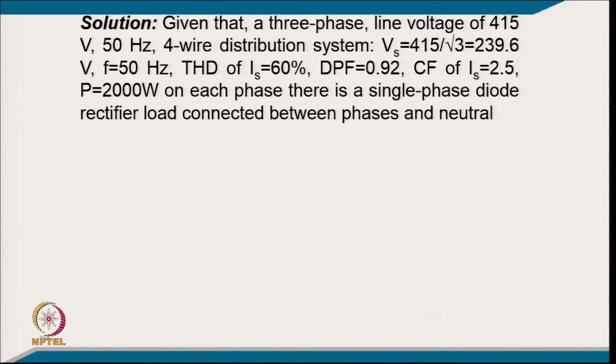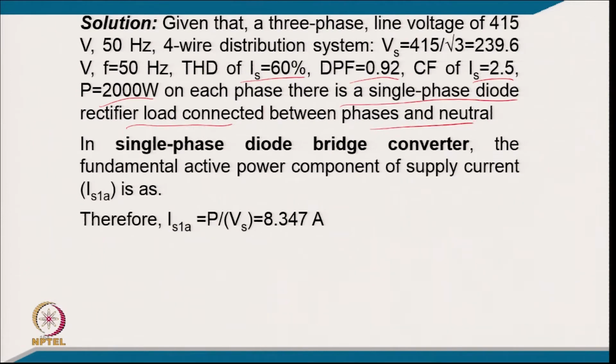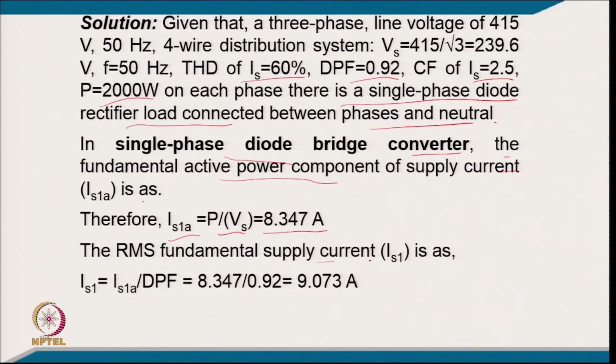So, coming to the solution part of it, given a 3-phase line voltage of 415 volt 50 hertz, 4-wire distribution system, the supply voltage is 415 by root 3, and that is equal to 239.6 volt, and frequency is 50 hertz, total harmonic distortion is 60%, displacement factor is 0.92, crest factor is 2.5, and active power is 2000 watt on each phase, and there is a single phase diode rectifier load connected between the phases and neutral. And in the single phase diode rectifier bridge converter, the fundamental active power component of supply current is IS1A equal to PS divided by Vs, that is 8.347 ampere, and the RMS fundamental supply current will be IS1A divided by DPF.